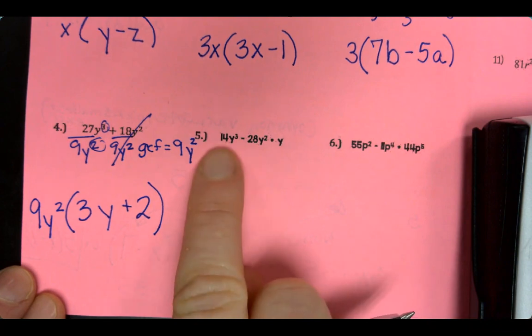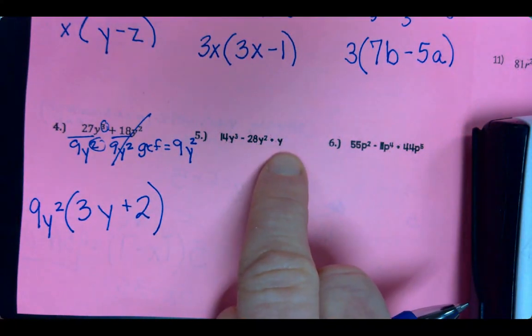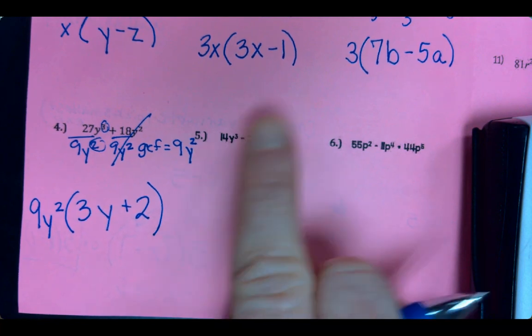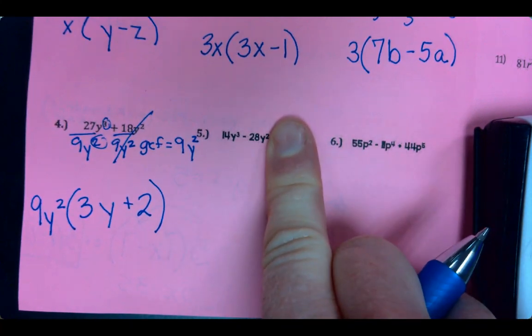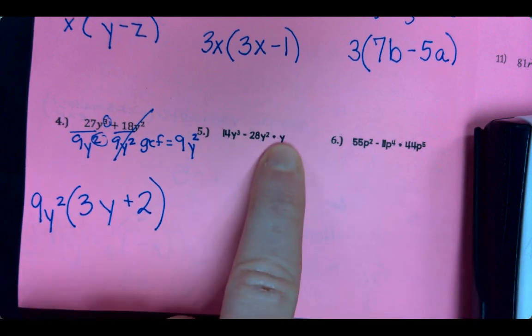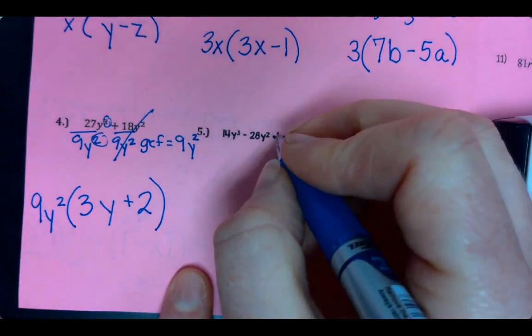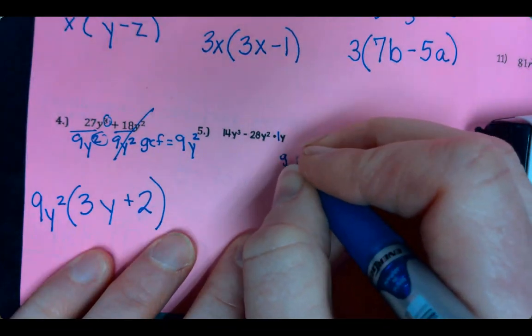All right, let's look at the next one. We have 14, negative 28, and 1. They don't have anything in common except for 1. If I marked that out and I didn't have that 1, you could look at 14 and 28. But because we don't have anything here, it's like a 1. Those numbers don't have any common factors except for 1, so we can't do any numbers there.